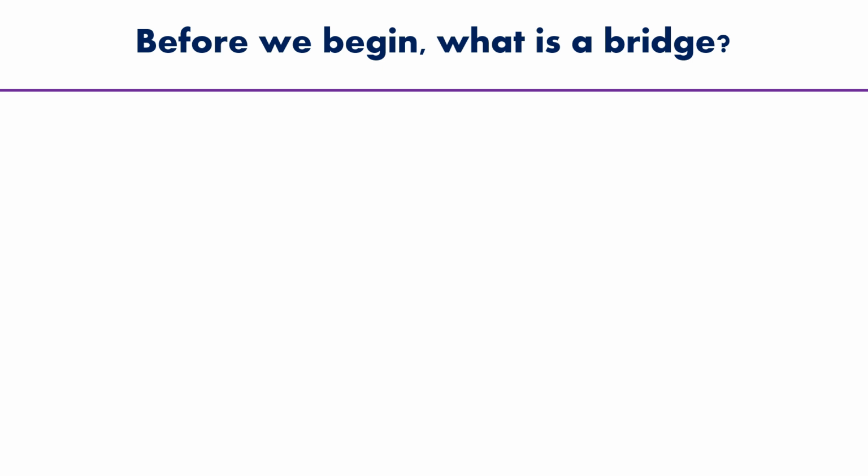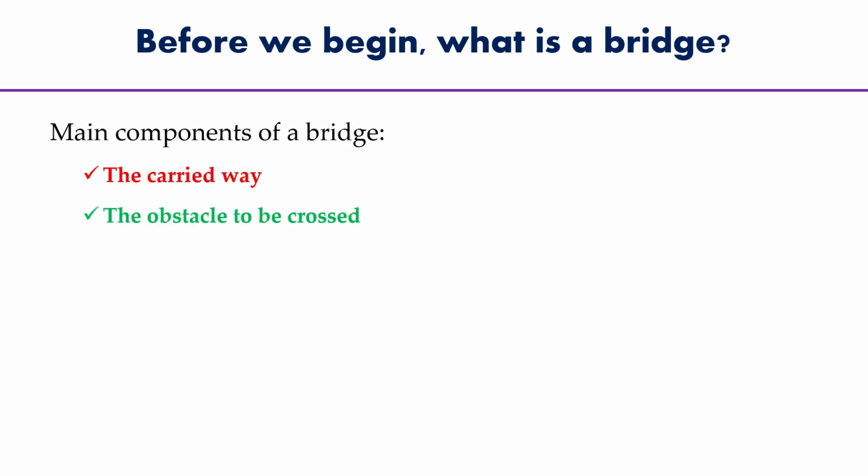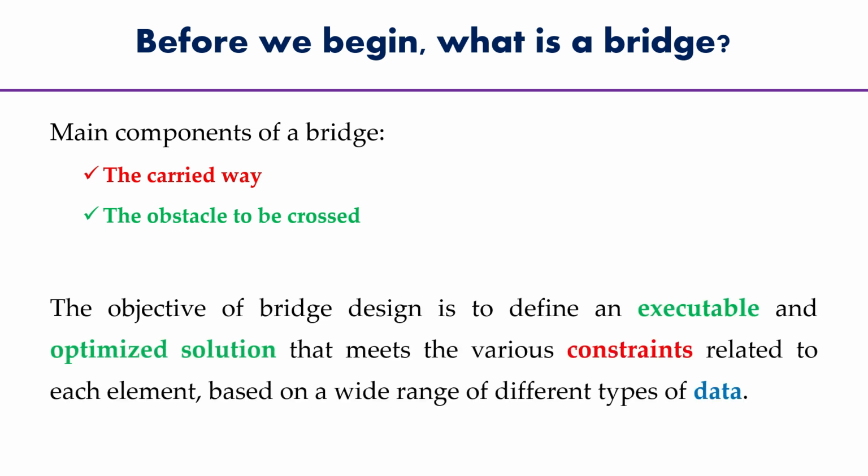Based on this, we can identify the two main components of any bridge. First, the carried way, and second, the obstacle to be crossed. The ultimate goal of bridge design is to define an executable and optimized solution that responds to the various constraints associated with each of these elements. To achieve this, we rely on a wide range of data of different types and from different sources. Throughout this course, we will explore how to systematically approach this design challenge and how to make sure that our solutions are technically sound, cost-effective, and well adapted to real-world project conditions.